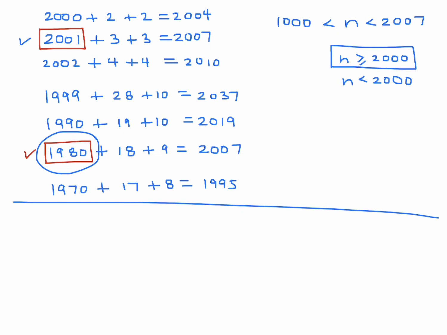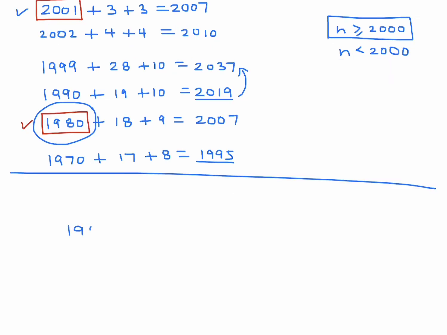And that's all I'm going to do is just look at the very vicinity of 1980. Because once I get up to 1990, we're going to 2019 and we're getting much bigger. And once I go down to 1970, we're getting smaller. So let's start with 1981. Let's see what we get.